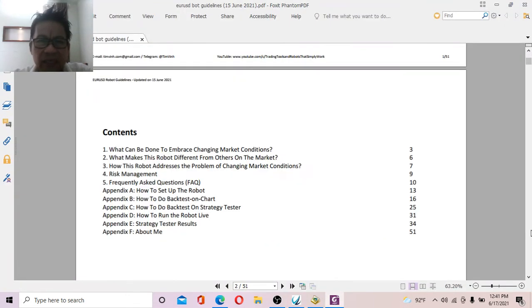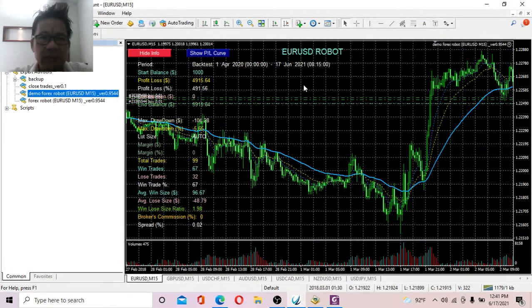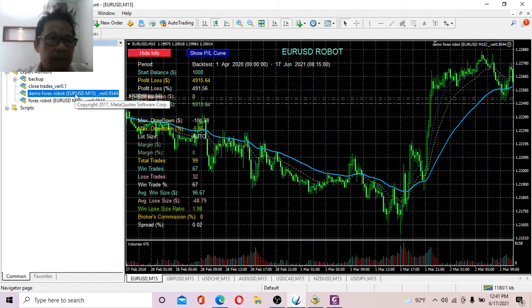Now let's take a look at, as I said before, the two types of backtest: backtest on charts and backtest on the MT4 strategy tester. How does backtest on chart work? Take a look here. Look at the left panel. You see two versions of the robots: the demo and the official versions.